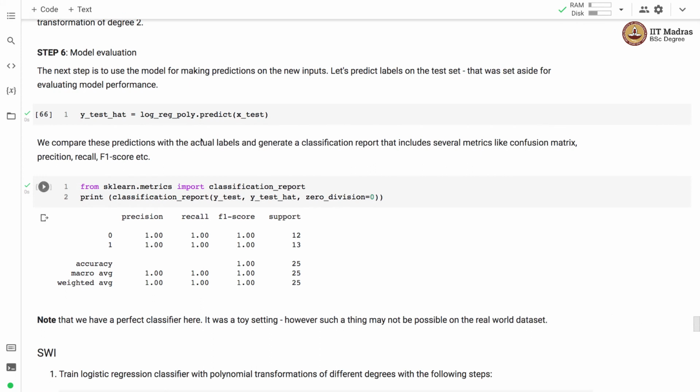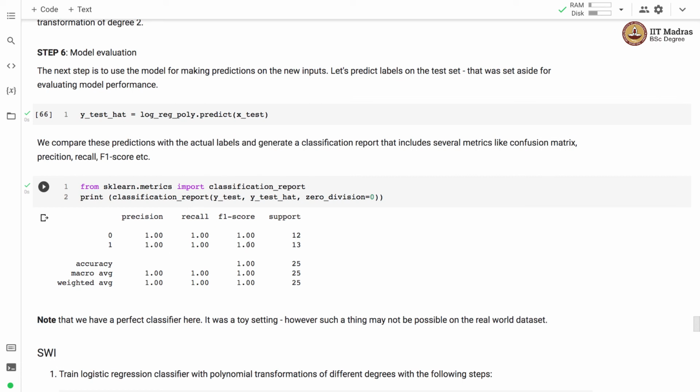And as a next step, we evaluate the model performance on the test set, and remember that test set was set aside for evaluating the model performance. So we obtain the labels for each test sample using the predict function of the logistic regression class. Then we calculate several classification metrics through classification report utility from sklearn.metrics.